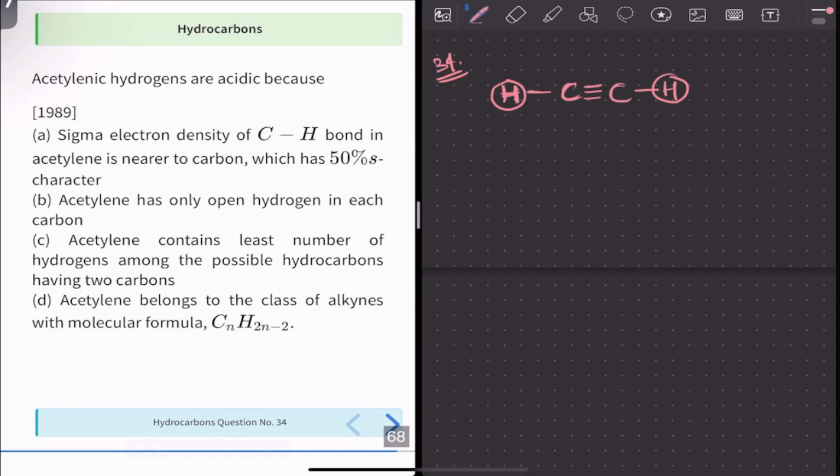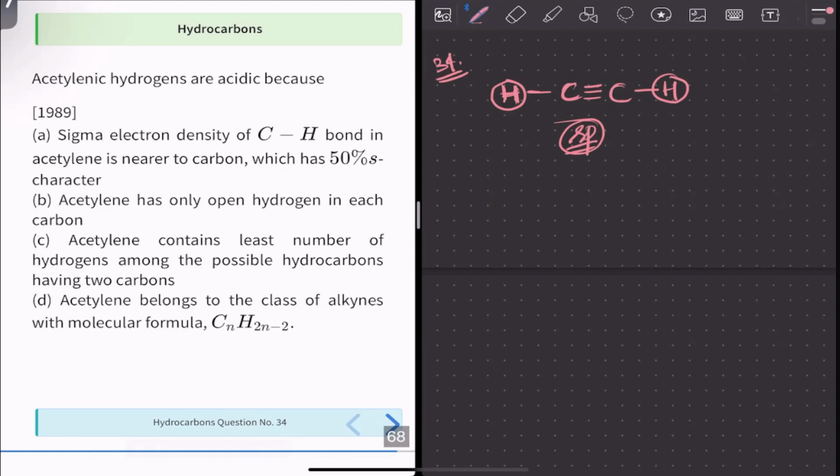So let's find that explanation from these four options. Option A: sigma electron density of the CH bond in acetylene is nearer to carbon. Yes, correct, because it is an sp hybridized carbon atom. So it will have 50% s character, and the sigma electron density will be closer to the carbon nucleus. So option A is correct.